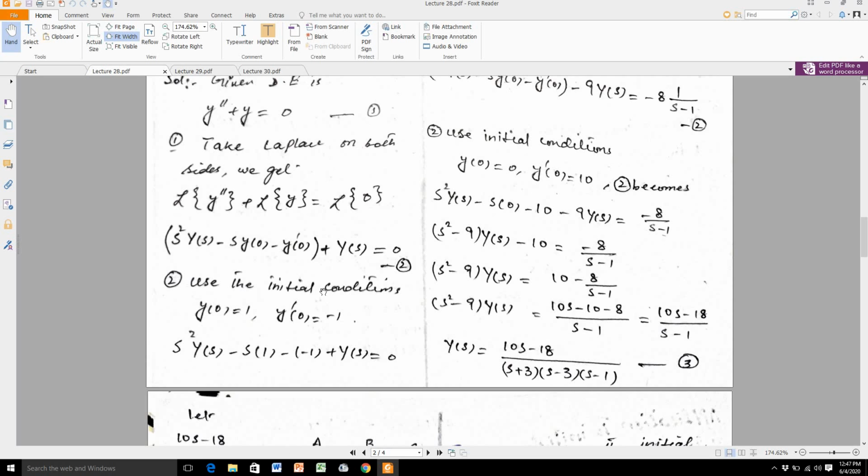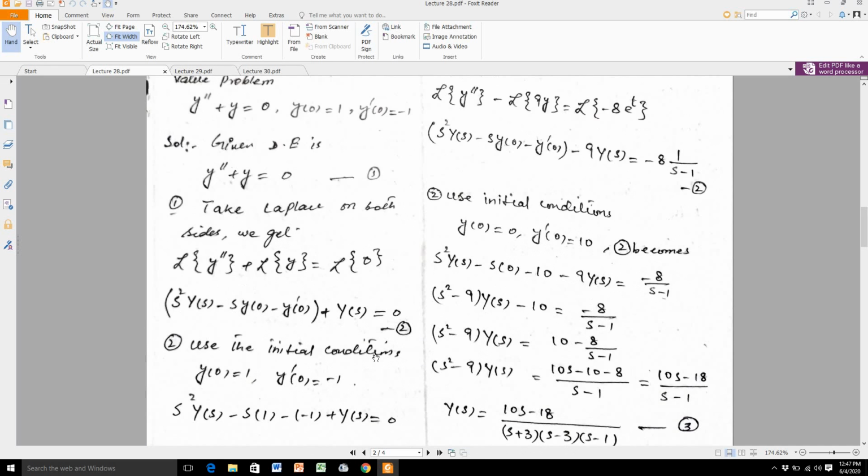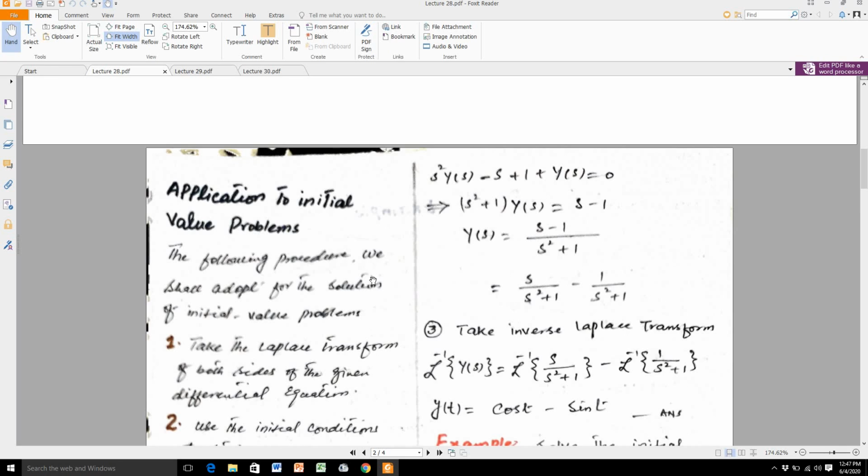The second step is to use the initial conditions. The initial conditions given in the question are y of 0 is equal to 1 and y prime of 0 is equal to minus 1. So I substitute the respective values in equation number 2. We get s square capital Y of s minus s into 1, then minus the value of y prime of 0, which is minus 1, plus capital Y of s is equal to 0. So s square capital Y of s minus s plus 1 plus capital Y of s is equal to 0.